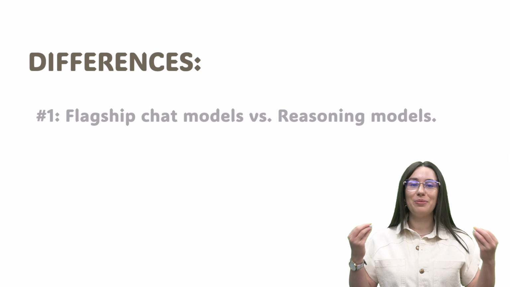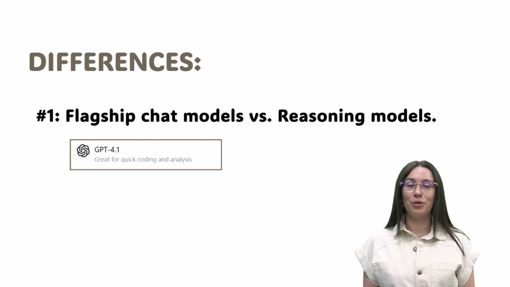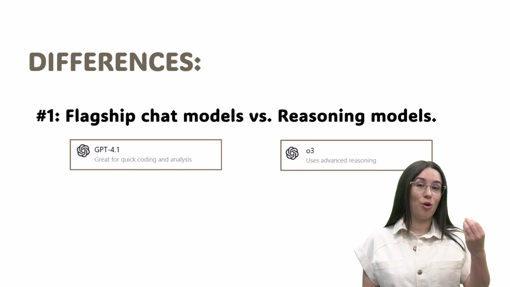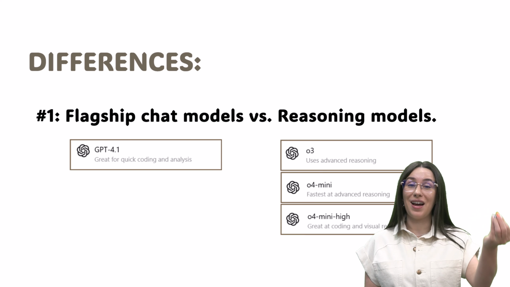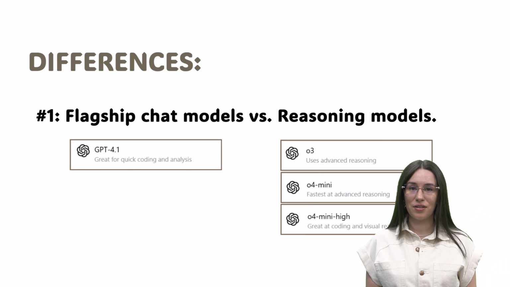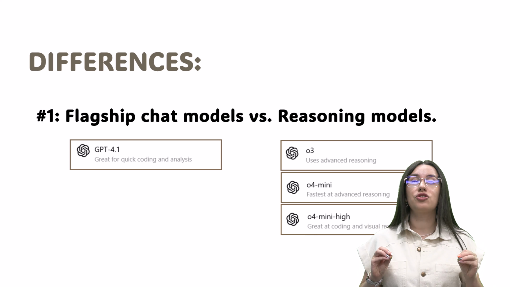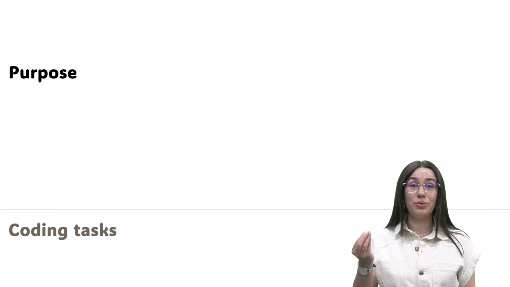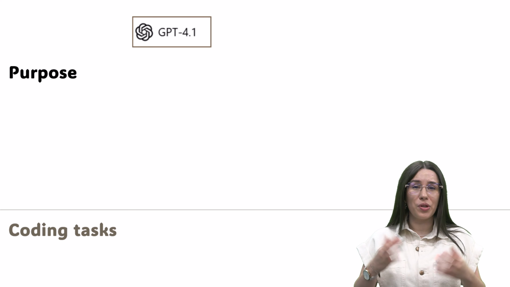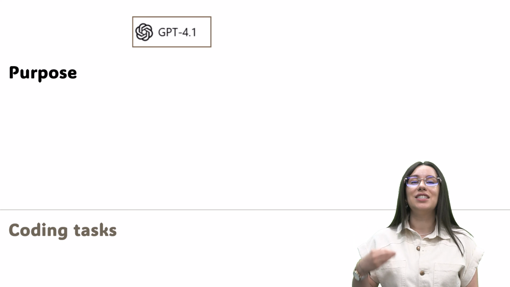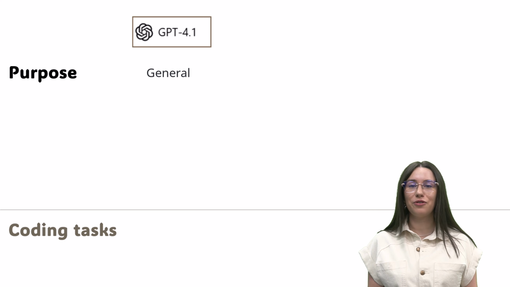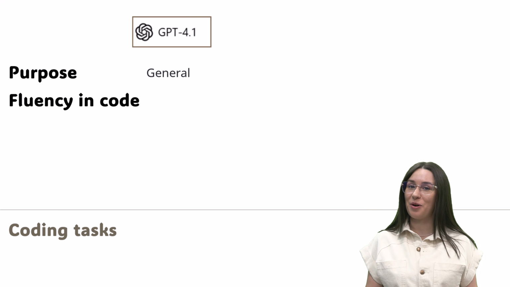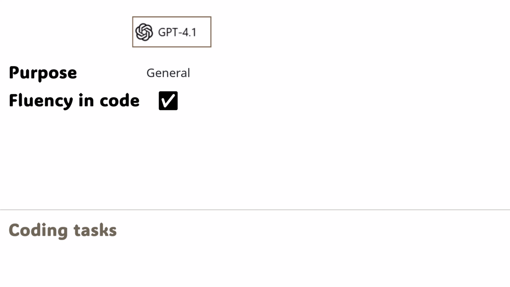Now differences. While the GPT 4.1 model belongs to the flagship chat models, the O3, O4 Mini, and O4 Mini High belong to the reasoning models. These 2 different series are structurally different and have been optimized with different intents. The GPT 4.1, along with the other flagship chat models, is a general-purpose AI. The GPT 4.1 model has a deep fluency in code. With this model, you generally have better control over the output since this model is better at following instructions.